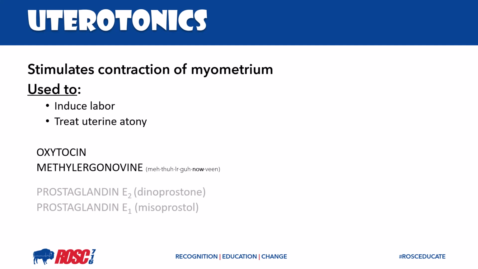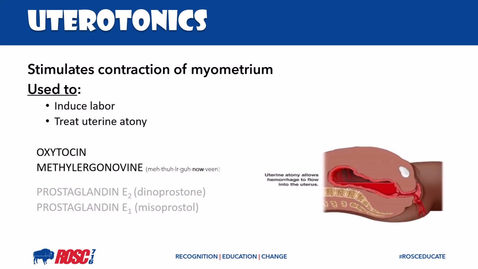Uterotonics stimulate contraction of the myometrium. And yes, they can be given to induce labor, and sometimes you do see that in the ICU. But the mainstay of the use of these medications in critical care areas is to treat uterine atony. As you can see here, if you have a weak, boggy uterus, the myometrium fails to contract.